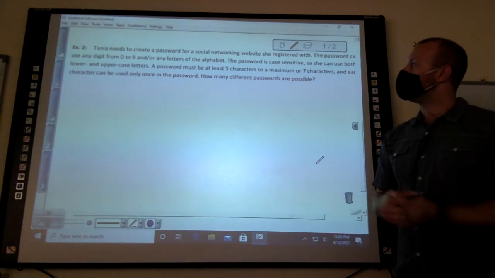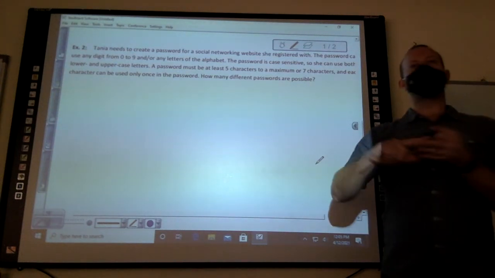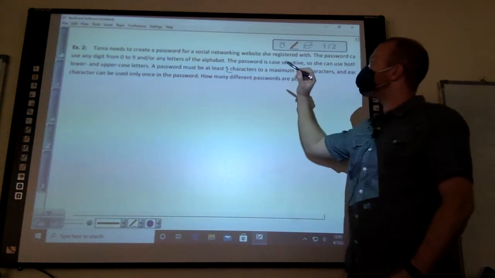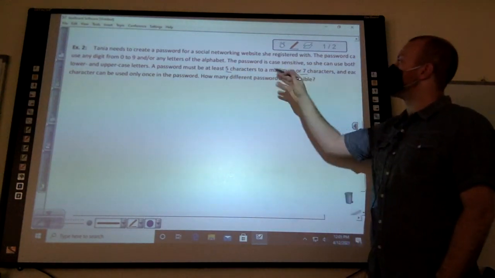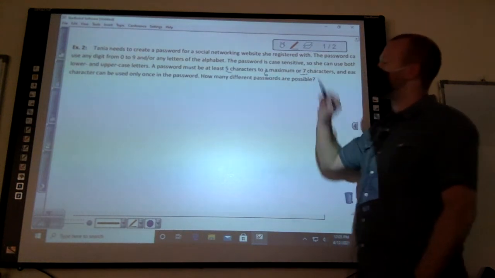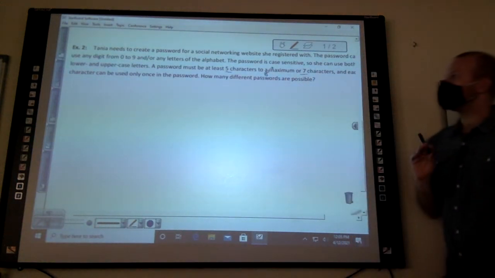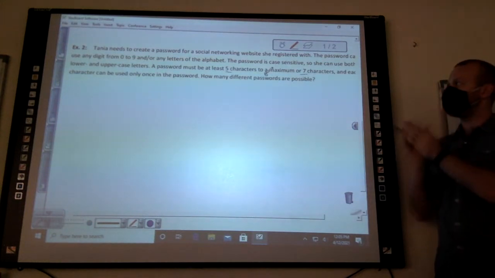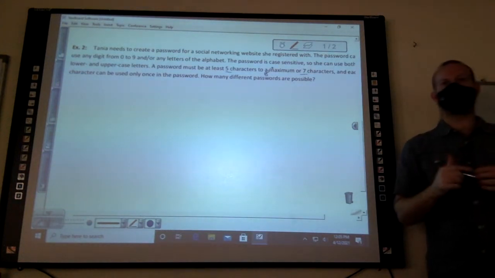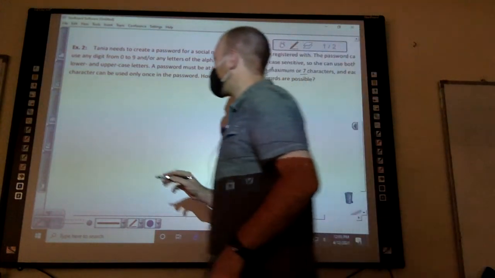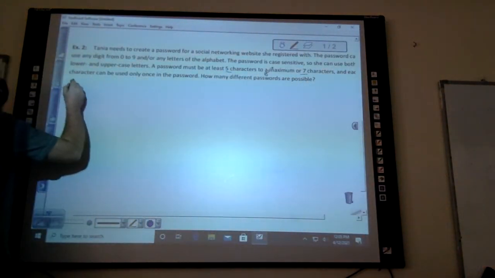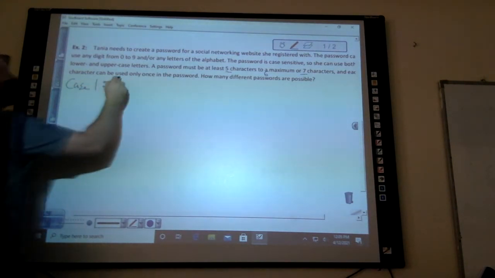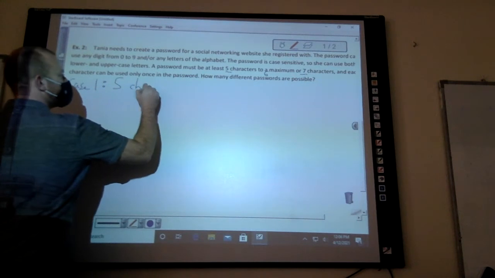So we need to deal with something like this. So we've got 3 different cases I can deal with. Either I'm going to have 5 characters up to a maximum of 7. So I could have 5, I could have 6, or I could have 7. So if I've got different amounts of characters I could have, I need to deal with those separately. So first, we need to look at case number 1. And case number 1 is if you have 5 characters.